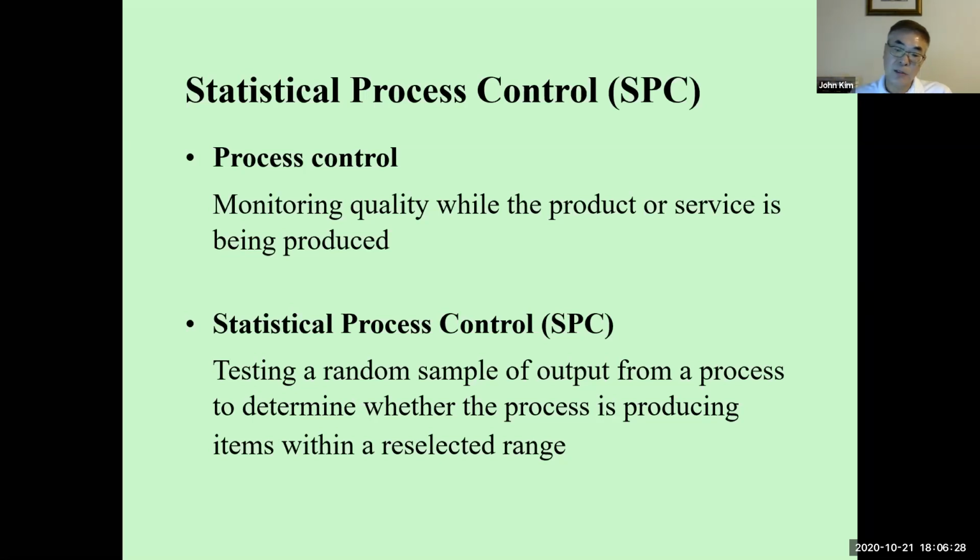That is process control. And then statistical process control: using a statistical method, determine if it is good or not good. So we will talk about using statistical methods, testing a random sample of output from a process to determine whether the process is good or not good.